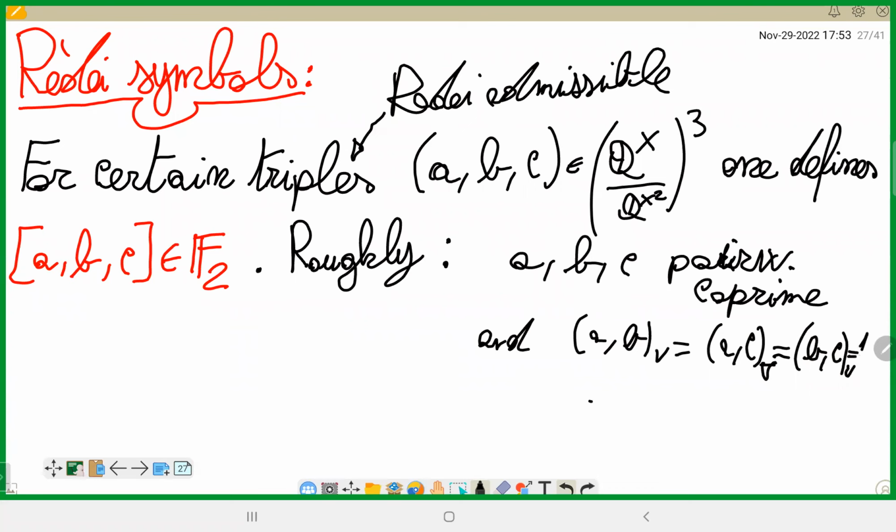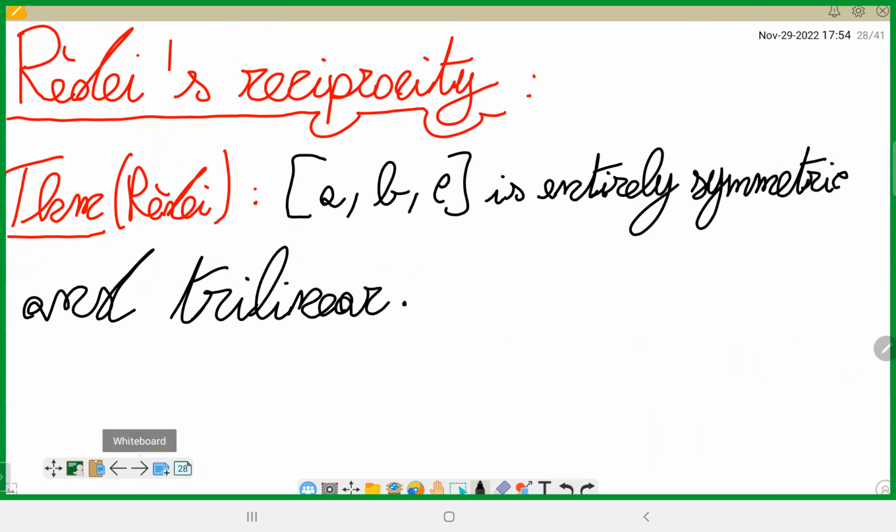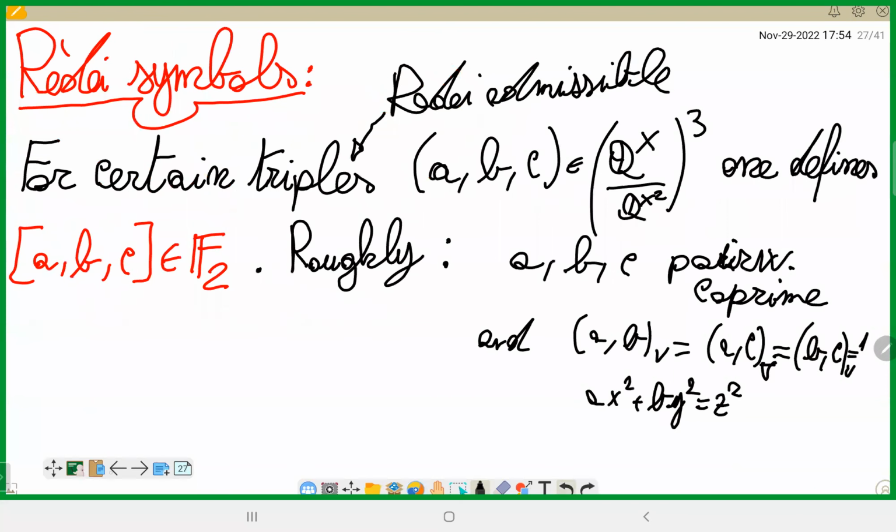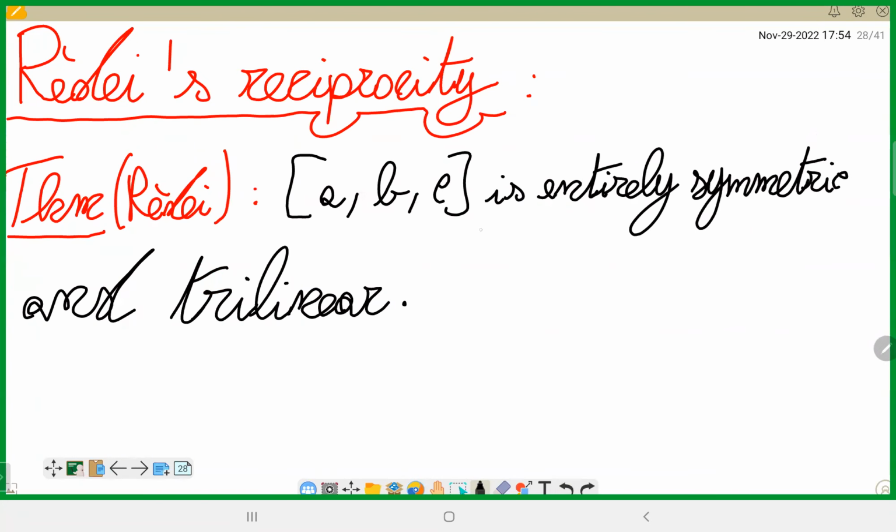In other words, the conic AX squared plus BY squared equals Z squared is solvable. The conic AX squared plus CY squared equals Z squared, and all the permutations, are also. So the point of the Rayleigh symbol is that, first of all, it's a very nice symbol. It satisfies Rayleigh reciprocity, which is saying that the symbol is entirely symmetric and trilinear.